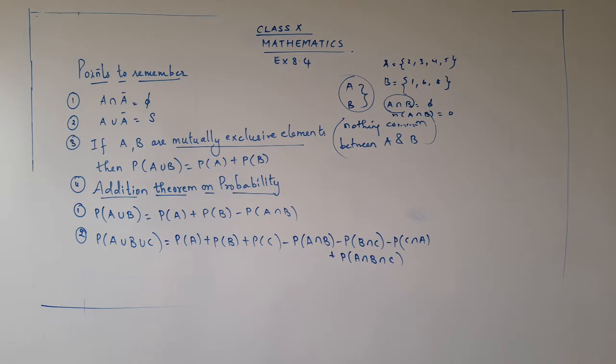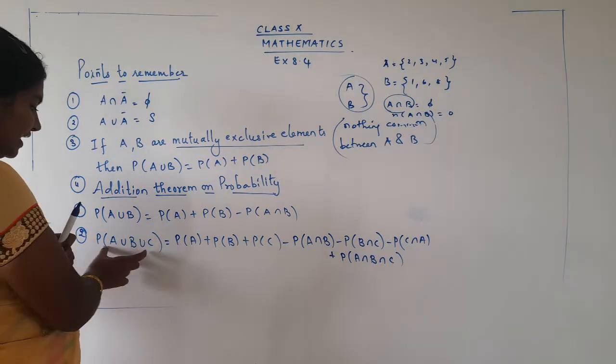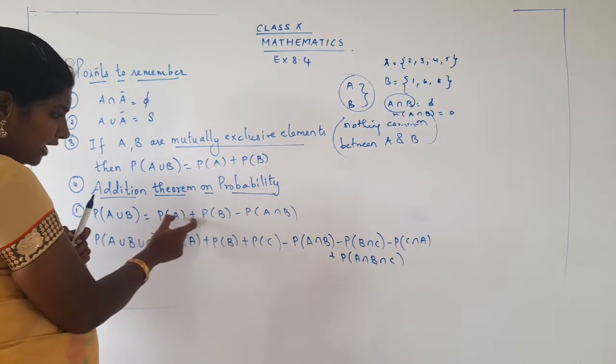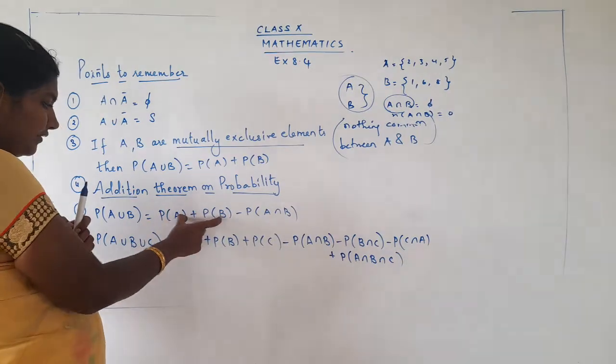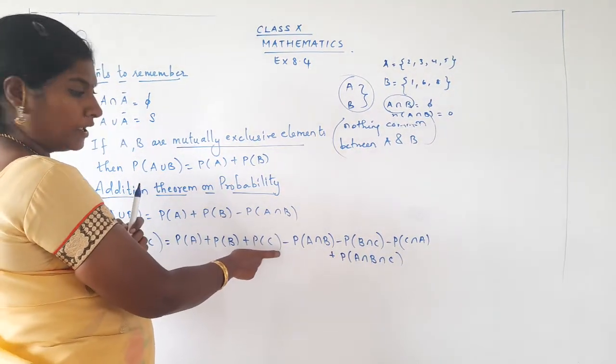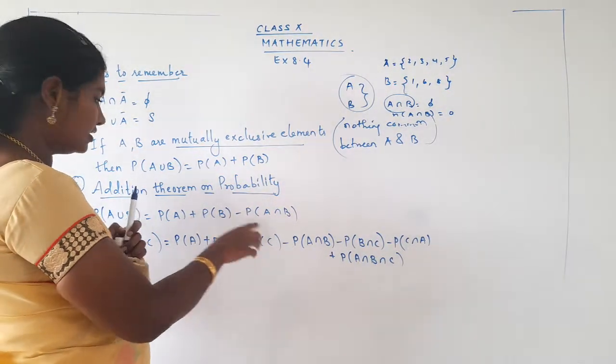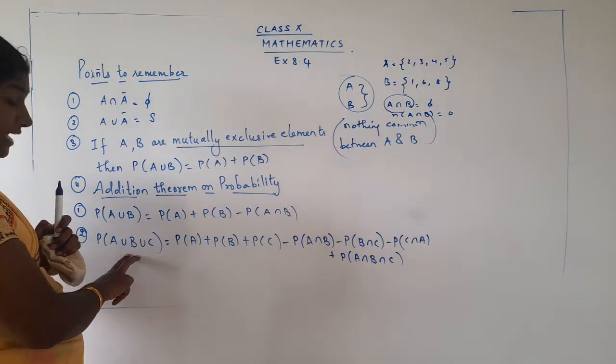If you are talking about 3 events, the formula is P of A union B union C. It's very easy to remember the formulas. Here it's P of A plus P of B. So instead of 2 events, here we have 3. So P of A plus P of B plus P of C. Now here they have taken the intersection of only 2 events because only 2 events are present. Here we have 3.